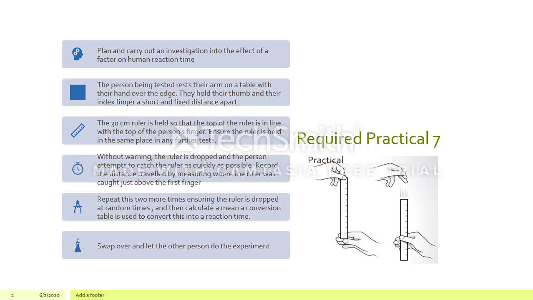So here are the steps. The person being tested rests their arm on a table with their hand over the edge. They hold their thumb and their index finger a short distance apart. A 30-centimeter ruler is used, with the top of the ruler in line with the top of the person's finger. Also, this is done without warning. And to make this a fair experiment, this is repeated 2 more times to get an average.